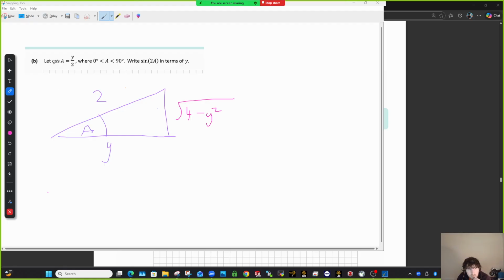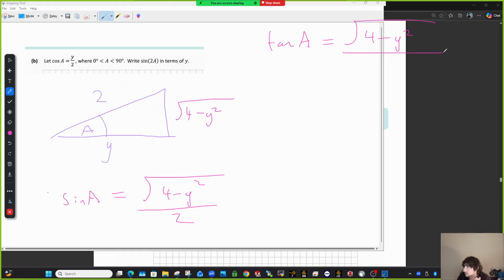And from that then, all we were given was cos A. We can actually work out what sine A is. So sine A is equal to opposite over hypotenuse. And we could work out tan A if we needed it. Tan A would be opposite over adjacent. So that's the square root of 4 minus y squared, all over y. Okay, so how do we get sine 2a? Well, that's one of the things I've been hammering home for you to remember off by heart. It comes up so much. Sine 2a is 2 times sine a times cos a. But sure, we have both now.